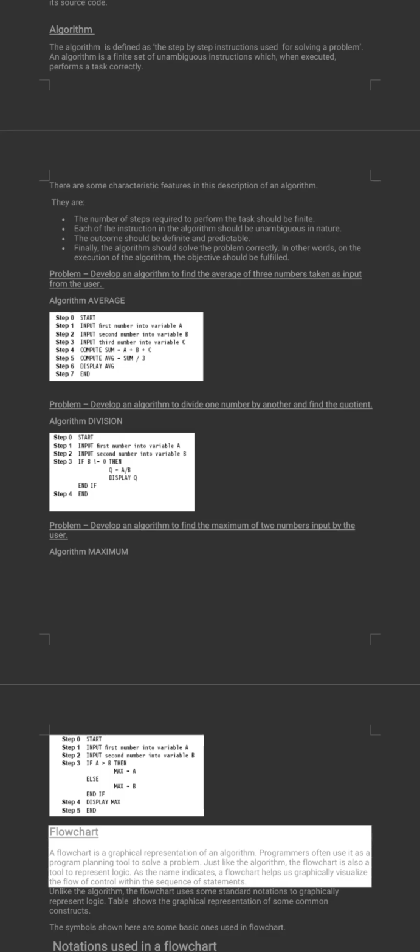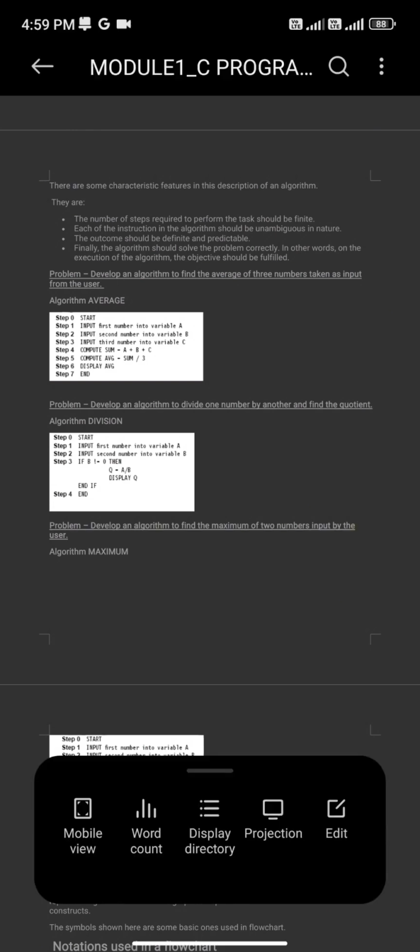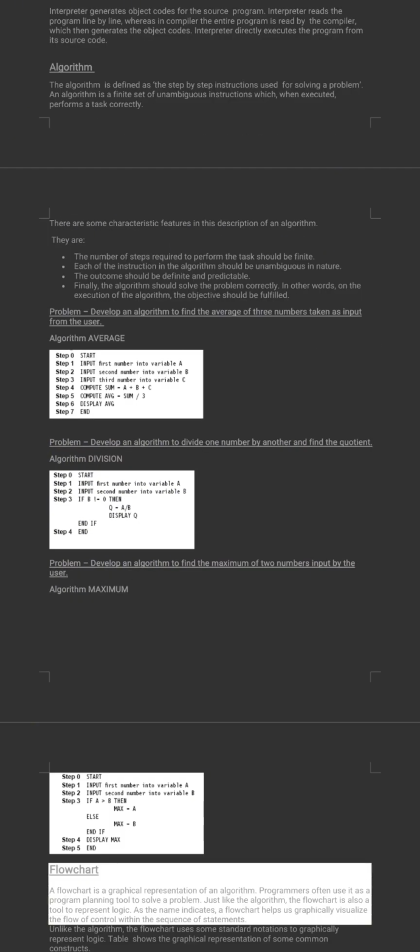Next one is algorithm. An algorithm is the step-by-step instructions used for solving a problem. For example, if you are going to write a program to add two numbers, then before writing the source code, we need to have a rough idea of what we have to do step by step, from the start to the end. This is an algorithm, that is, step-by-step instructions. So here are some examples.